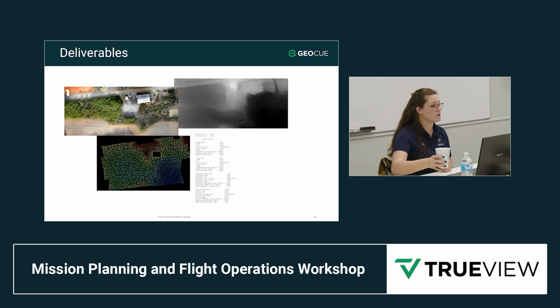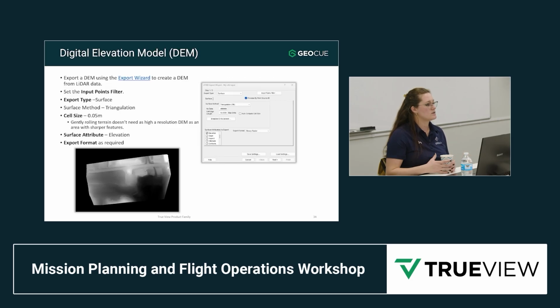This brings us into our deliverables. So as I mentioned earlier, there's a lot of different stuff that can be exported from LP360. That includes contours, DEMs, maybe a thinned ground data set that just gives you a smaller LAS file size if you need that, an ortho, maybe the control report, and a lot more things. So one of the most common is going to be our DEM, also referred to as a digital elevation model.